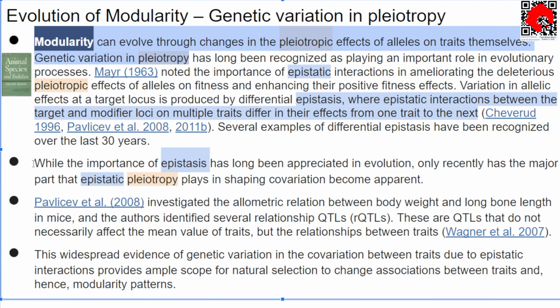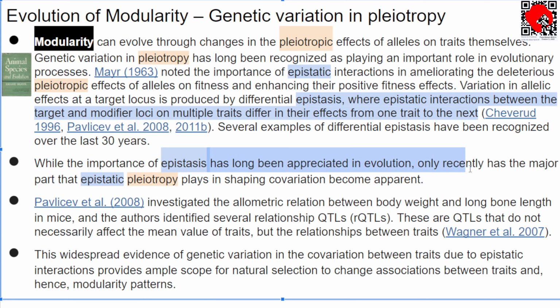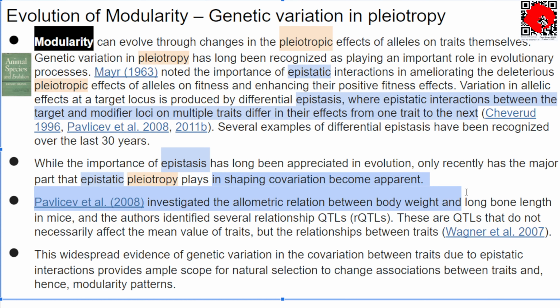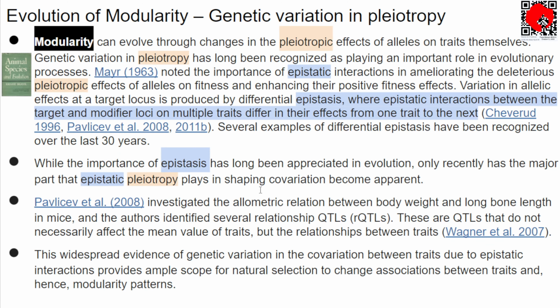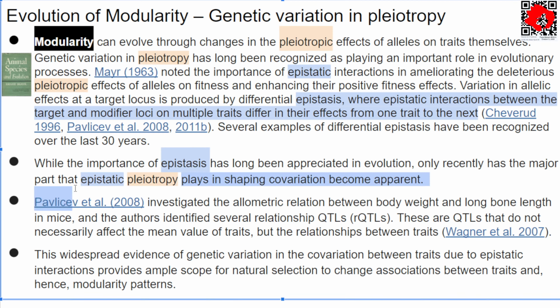Then, epistasis, so interactions amongst different loci that are kept together over evolutionary timescales through linkage disequilibrium, or just epistasis in other situations, has long been appreciated in evolution. Only recently has the major part that epistatic pleiotropy plays in shaping covariation become important. So now those two branches of epistasis and pleiotropy are going to come together, because the way that loci have pleiotropic effects is in their co-inheritance patterns with other loci.